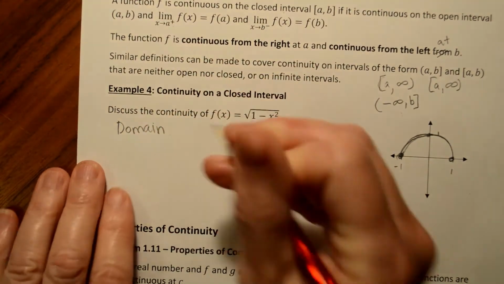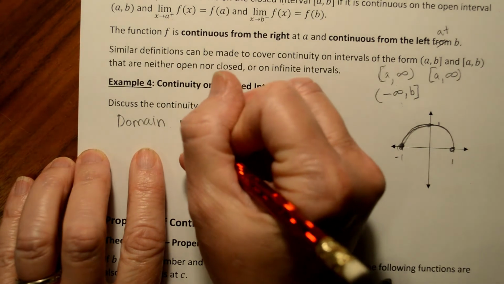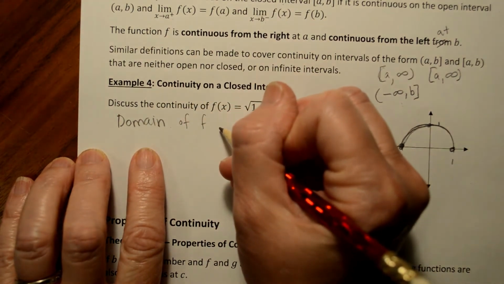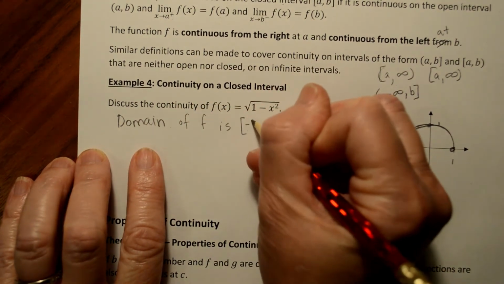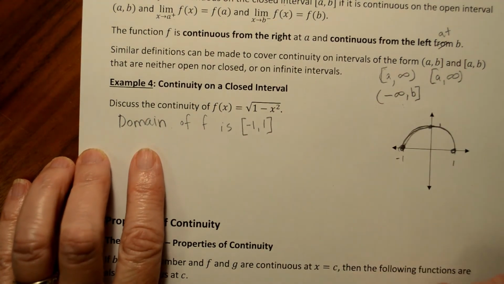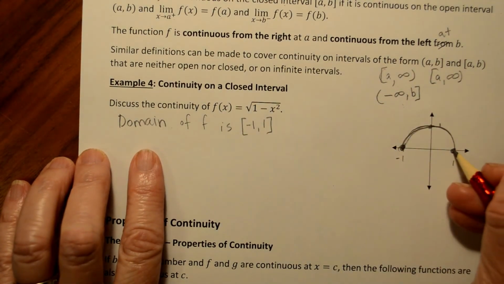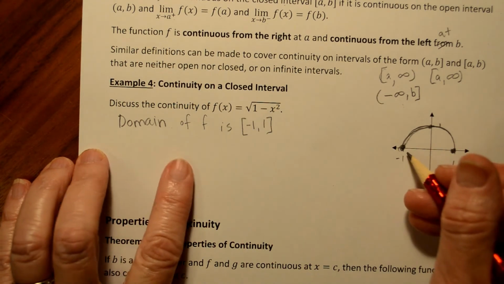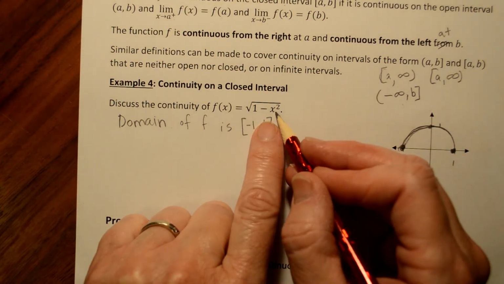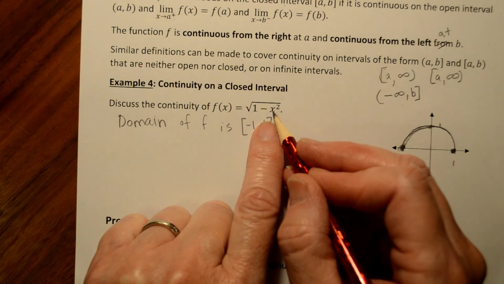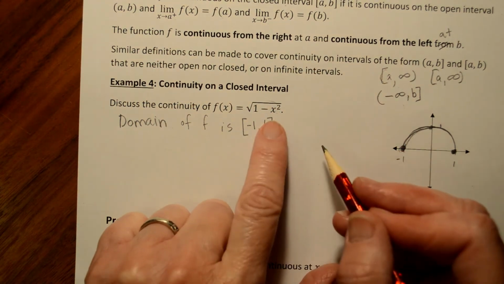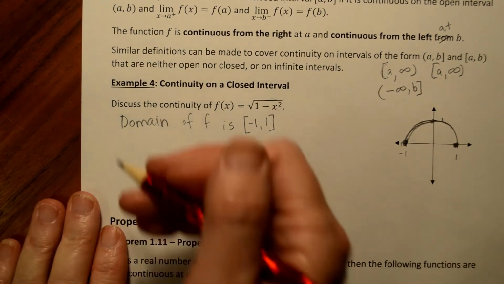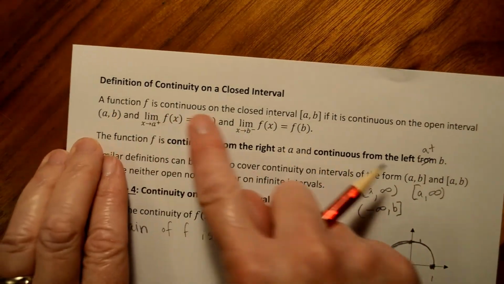Sorry, I can never tell whether this is actually in the window. Domain of f is closed -1 to +1. Again, it exists at these 2 points right here. It's 0 at both of those, but we can't go any bigger than that. If we put in anything larger than 1 or less than -1, we're going to get a negative under the radical. Right. So we're going to just use this definition right here.